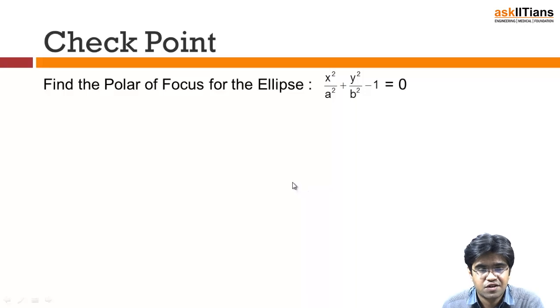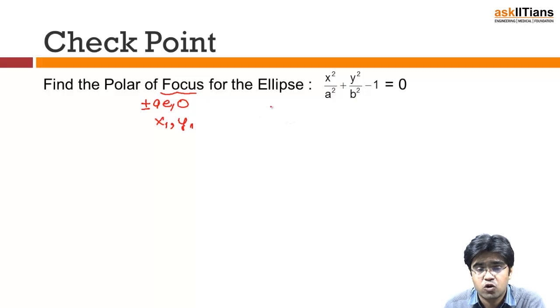What we need to do is find the polar of the focus with respect to the ellipse. That means your pole is the focus. Now if this is the ellipse, I know the coordinates of the focus. The coordinates of the focus are (a, 0), so this is my (x1, y1). Or rather I can write it as (plus minus ae, 0) so that I take both foci into account. Now find the polar of the focus for this ellipse.